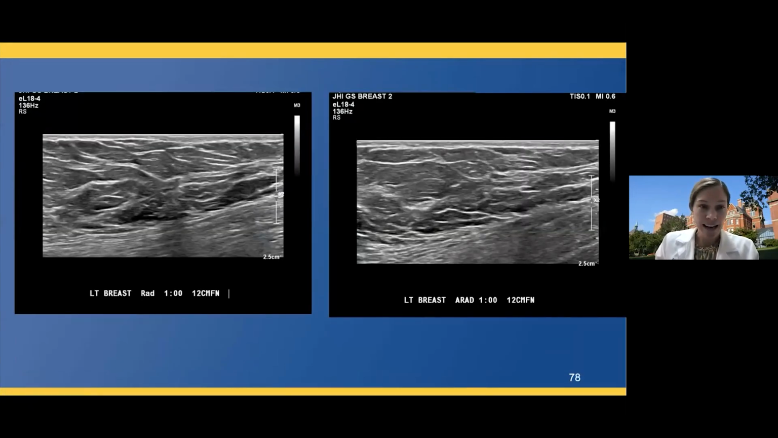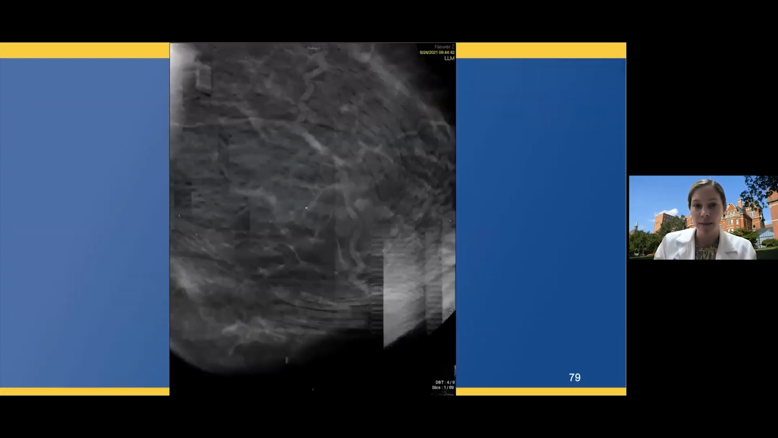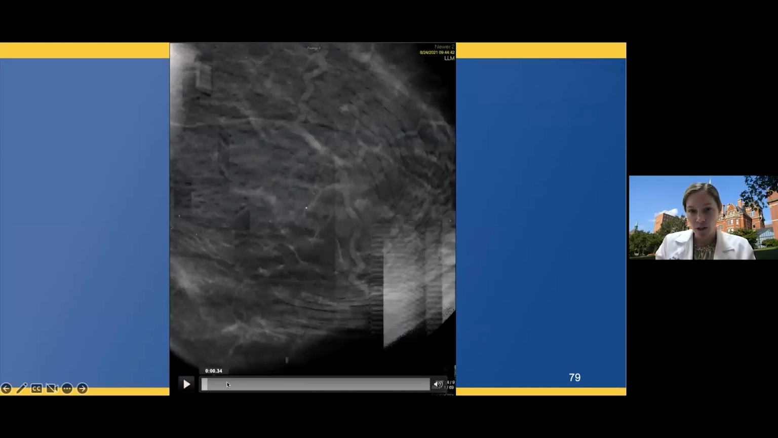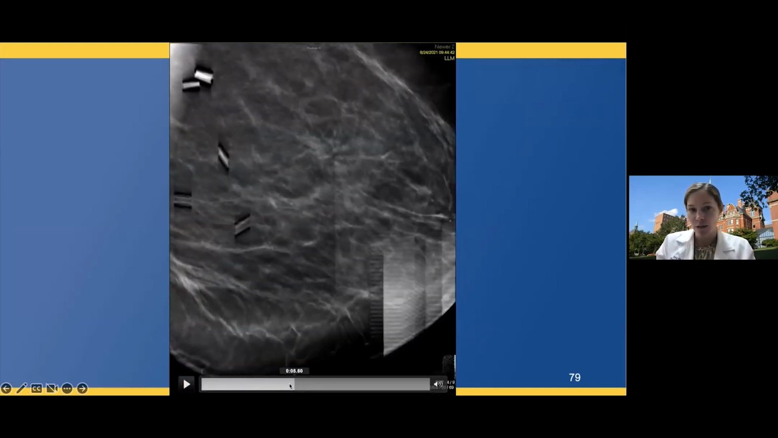We did an ultrasound, and this one we were not able to find a sonographic correlate for that finding. So a new finding at a lumpectomy site is considered suspicious. We want to make sure we biopsy, and so this is another great example of where we can use tomosynthesis guided biopsy. So here is our scout image of our tomosynthesis guided biopsy, and this was challenging. It was very posterior in the breast.